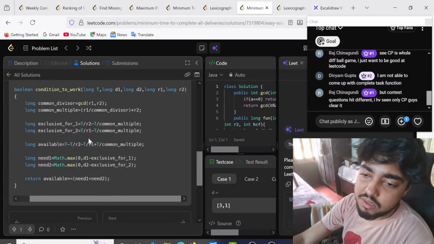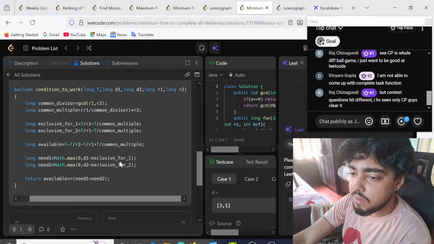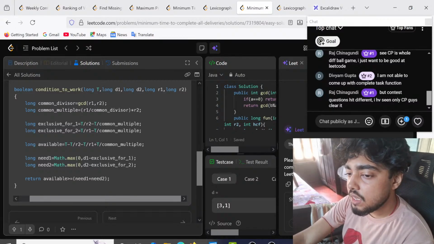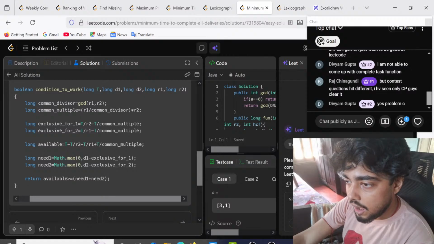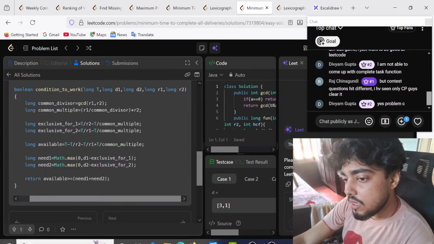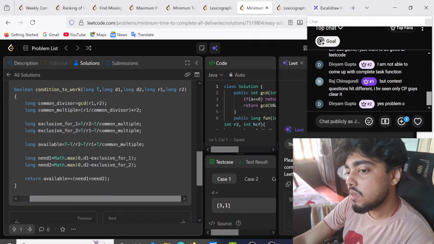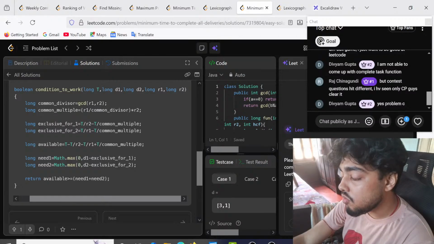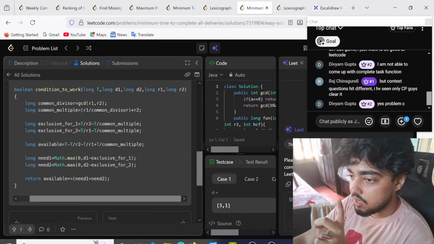Okay, let me just explain this first, then I'll explain. So need1 is Math.max(0, D1 minus exclusive for 1). That means these are the number of deliveries that he has to do. And exclusive for 1, okay. So that is the time when only D2 was charging.